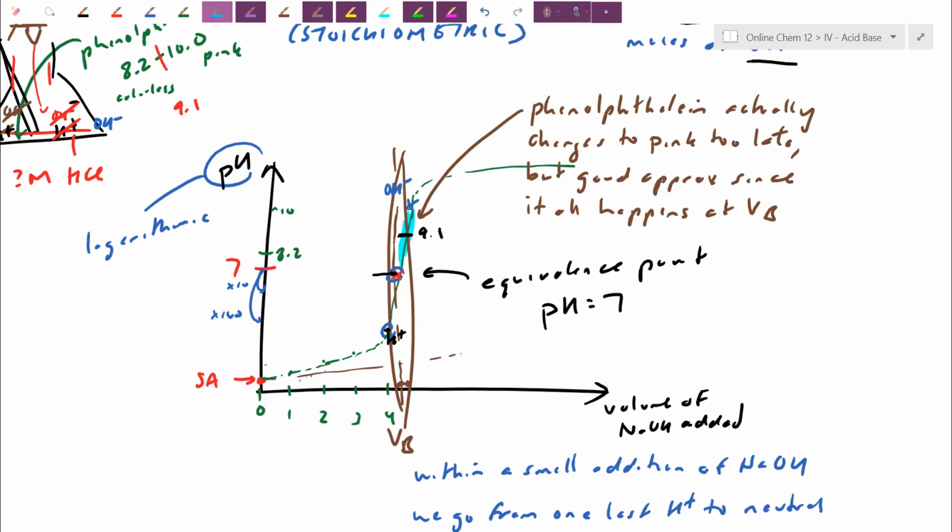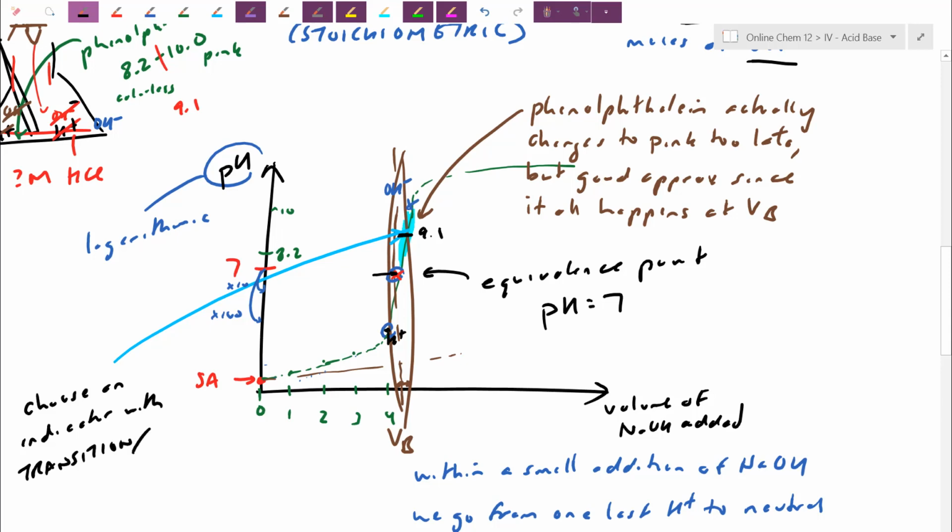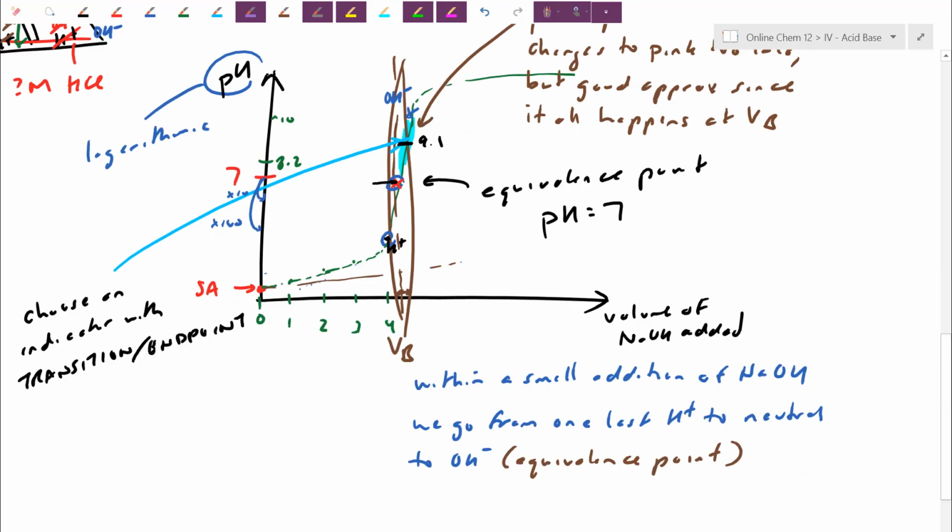We want to choose, let me write this down as well, also important, okay? We want to choose an indicator with a transition point or endpoint. That word transition point or endpoint refers to the indicator. That's when the color change happens. Choose an indicator with a transition point or endpoint close to the equivalence point or the stoichiometric point. I want it in such a way that by the time the indicator actually changes color, that actually tells me to stop.